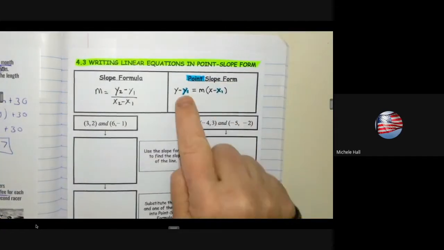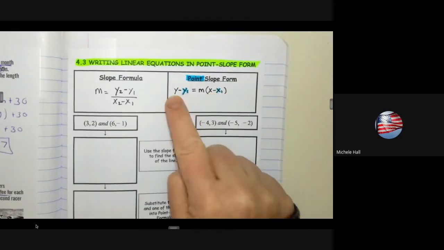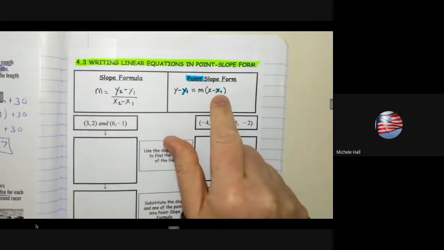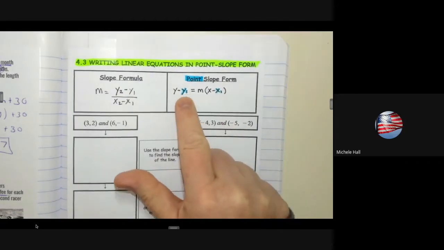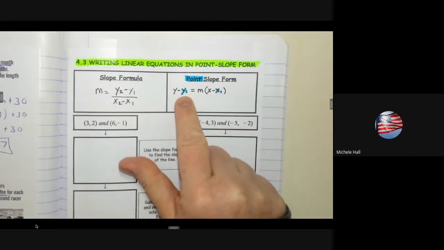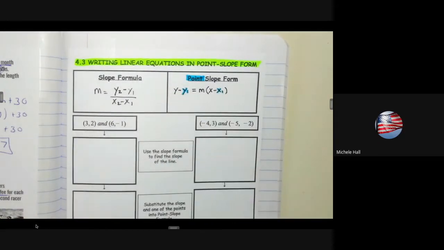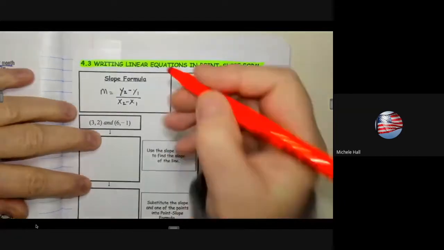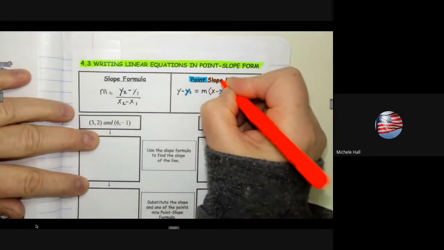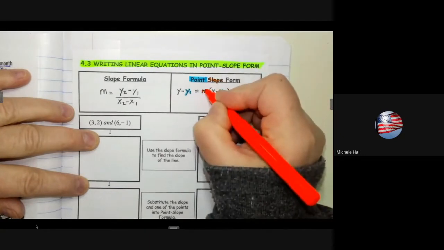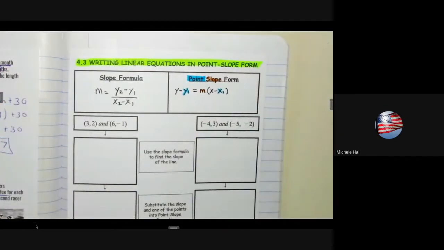Notice that x1 and y1 have negatives in front of them. If x1 was negative, it would be a double negative. The same for y1. If the y1 was negative, then there would be double negatives here. So be on the lookout for double negatives. We also have slope. And our slope is here in front, being multiplied to the parenthesis.